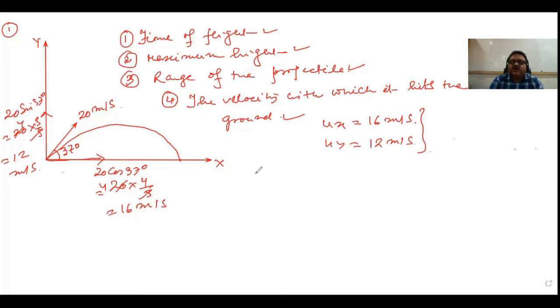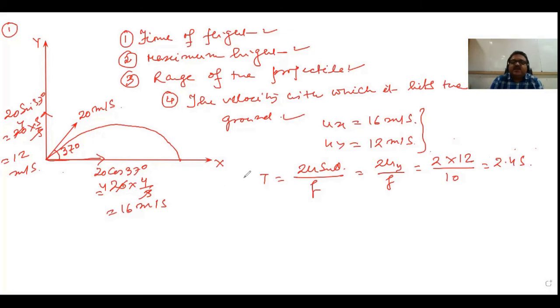Clear? Now time of flight. How to calculate? What is the formula? 2u sine theta by g. In shortcut we can write it 2uy by g. Sorry, 2uy, not 2ux. So what is 2uy? uy is 12, g is 10. It is 24 by 10, 2.4 seconds.